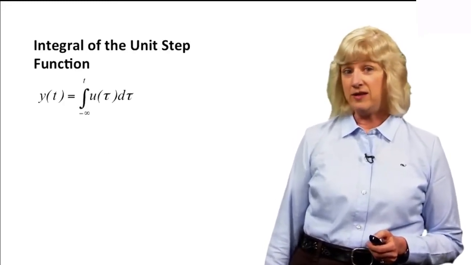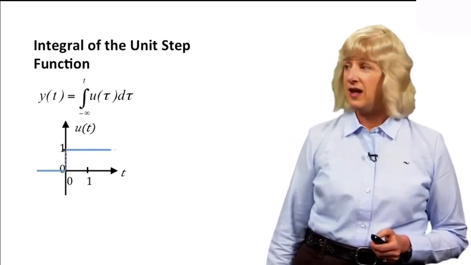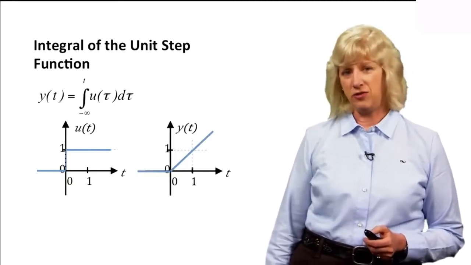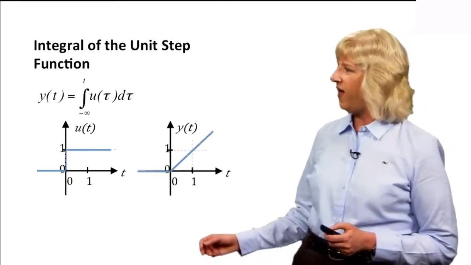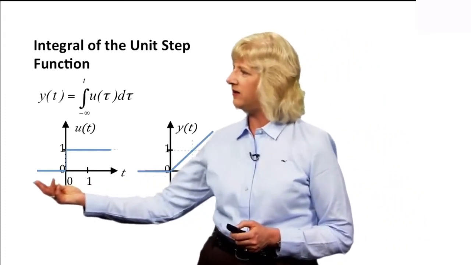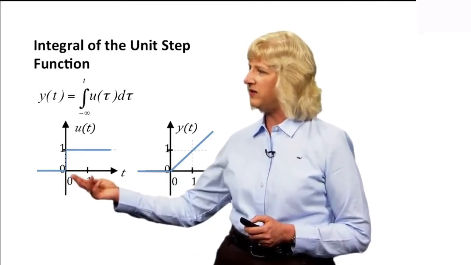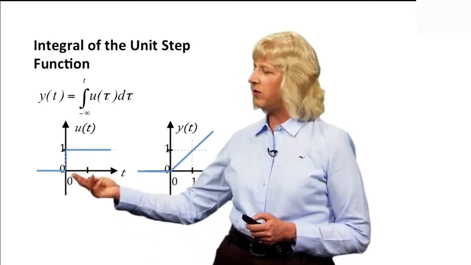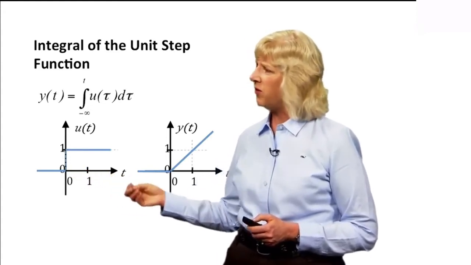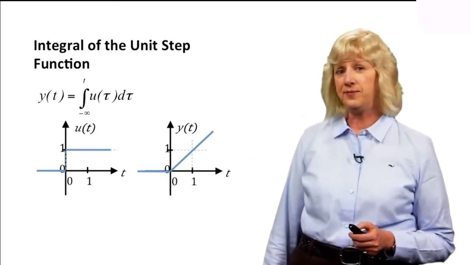Let's consider then the integral of the unit step function. Here's the step function, as you saw before, and here is its integral. Notice that the integral is 0 for negative time. That's because no area is captured for negative time. And then for positive time, as t grows, we're going to progressively and proportionally capture more and more area, producing this ramp characteristic with slope 1.